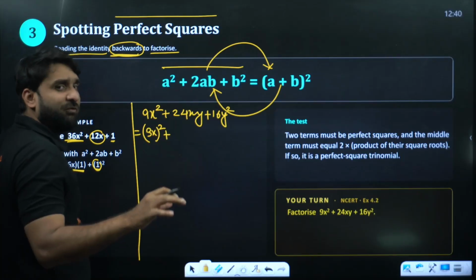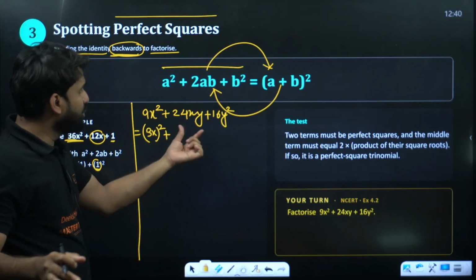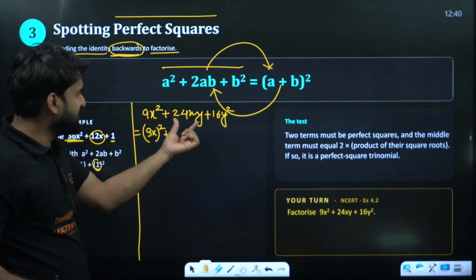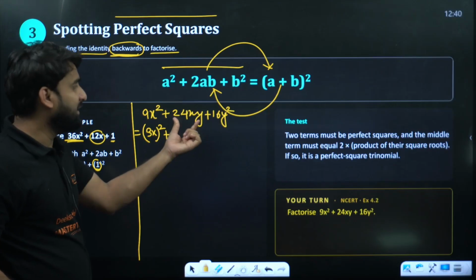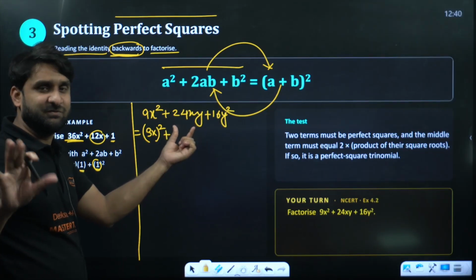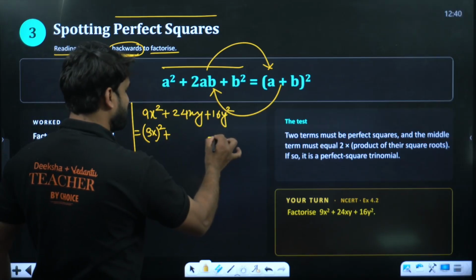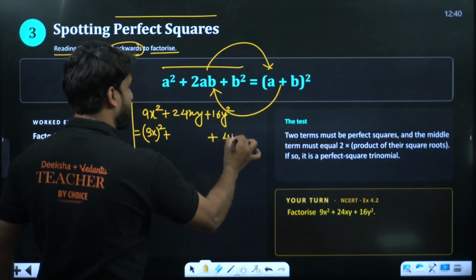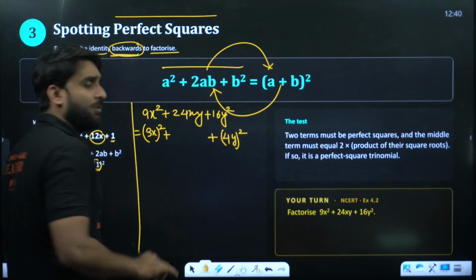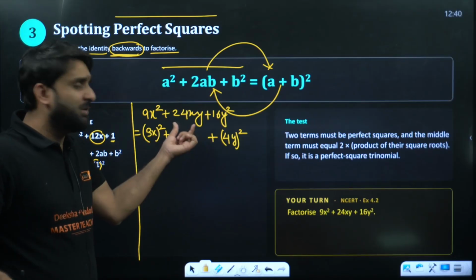And my suggestion would be, I would like to suggest you, don't touch this middle term, the central term. Keep that term as it is for a little while and solve the last one. So this 16y square can be written as 4y whole square. Why have I suggested you don't disturb this central term?